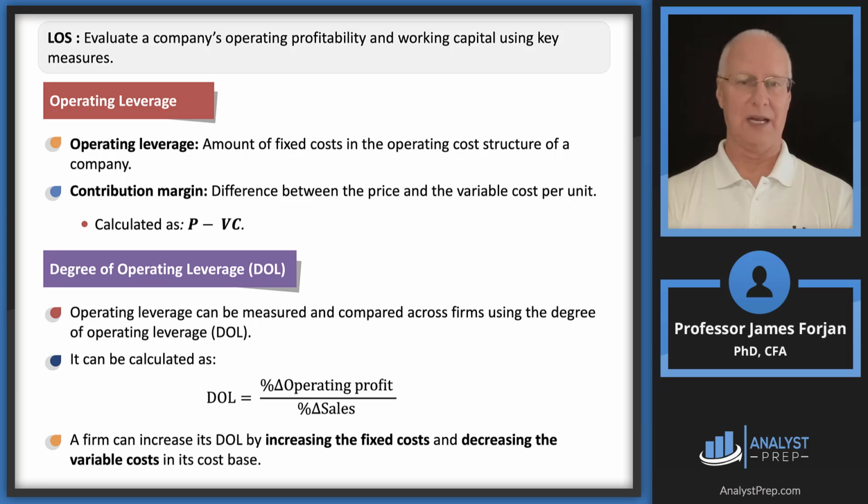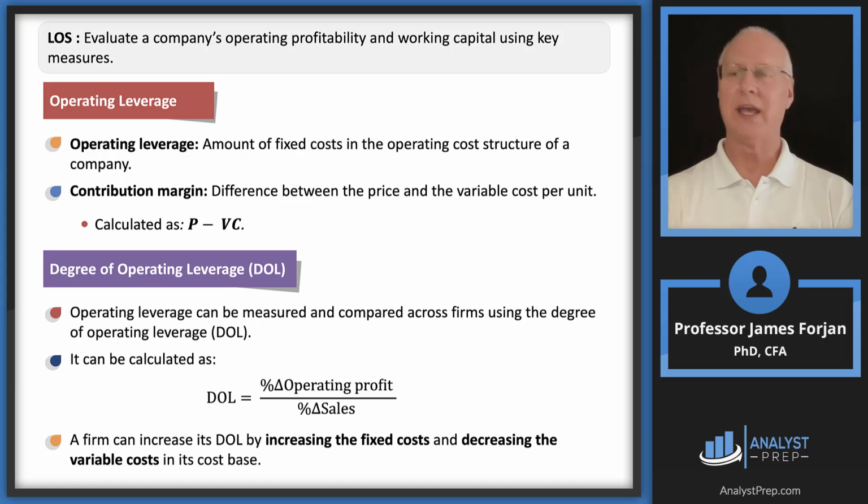So we'll go ahead and focus, at least in this learning module, on operating leverage, the amount of fixed costs in the operating cost structure. So we need to know contribution margin. That's just the price minus the variable cost. So let's do degree of operating leverage. And so this is super cool here, right? We're going to have percentage change in sales in the denominator, percentage change in operating profit, which we just calculated, in the numerator. And so what we're going to do is ask ourselves the question, what happens if we increase fixed costs? What happens if we decrease this fixed cost? What does that mean to our sales, right?